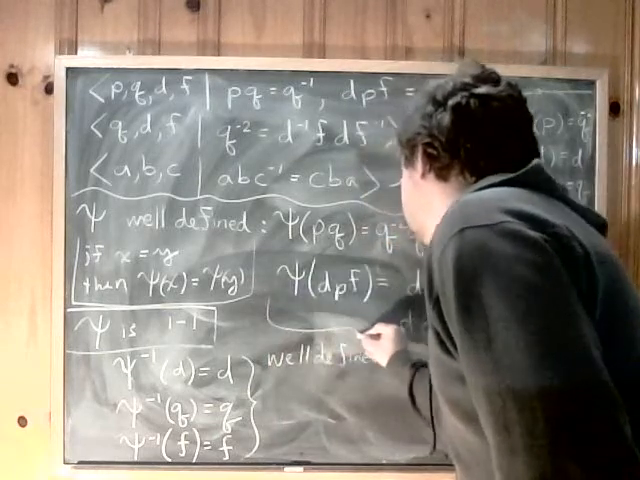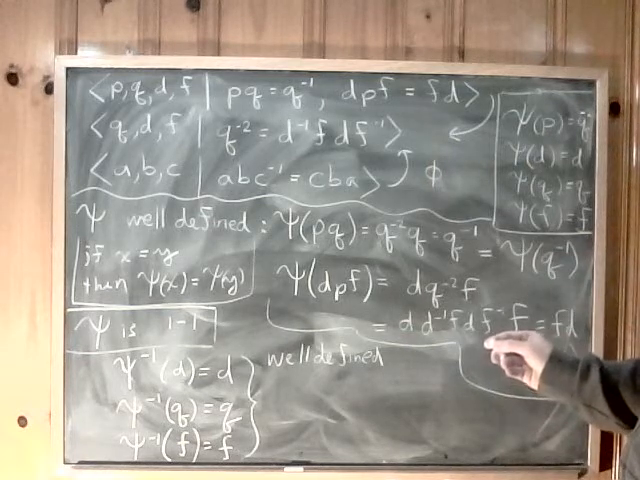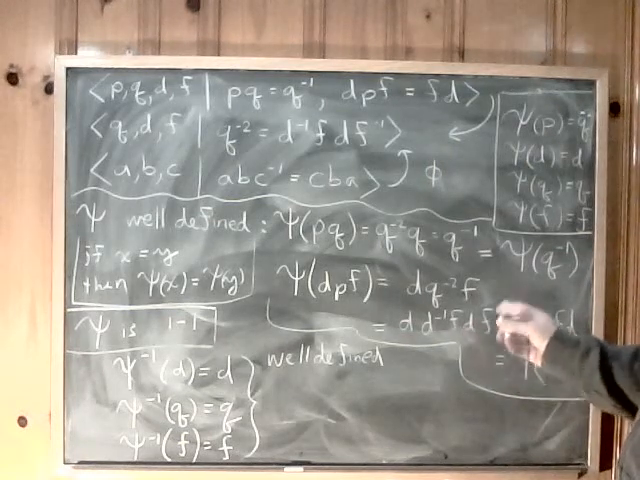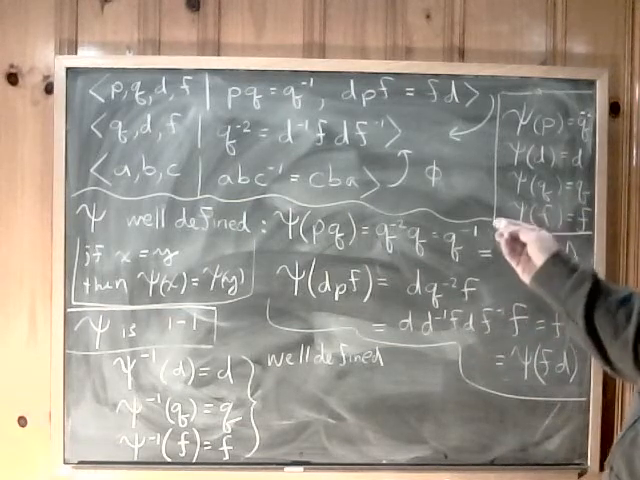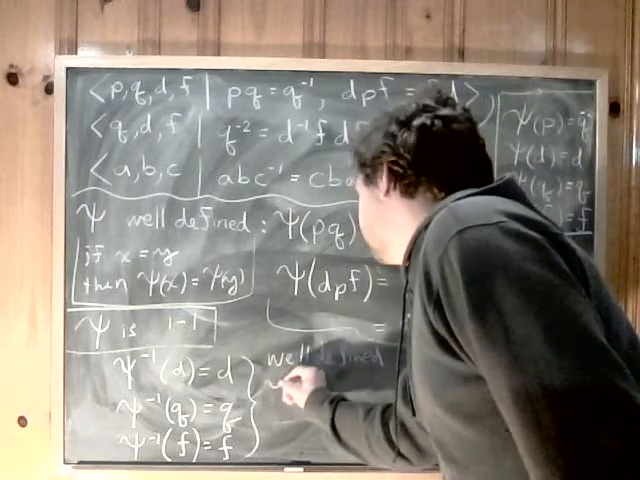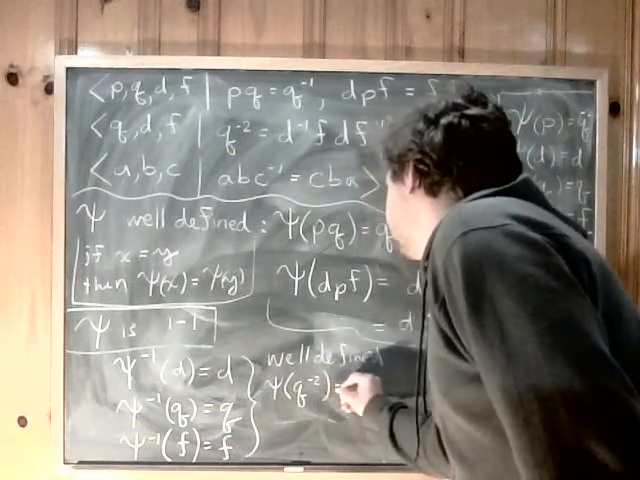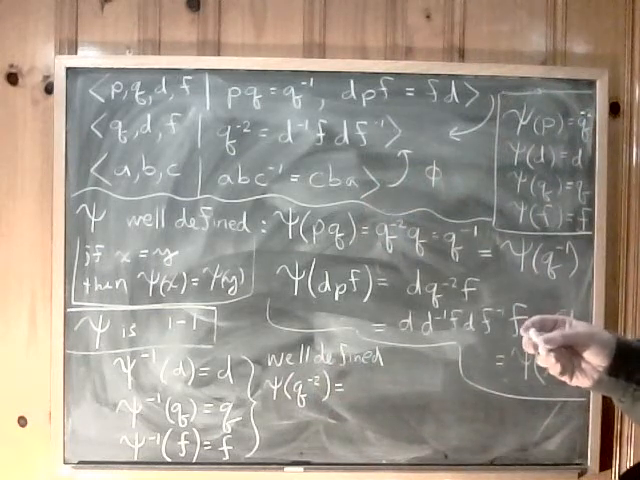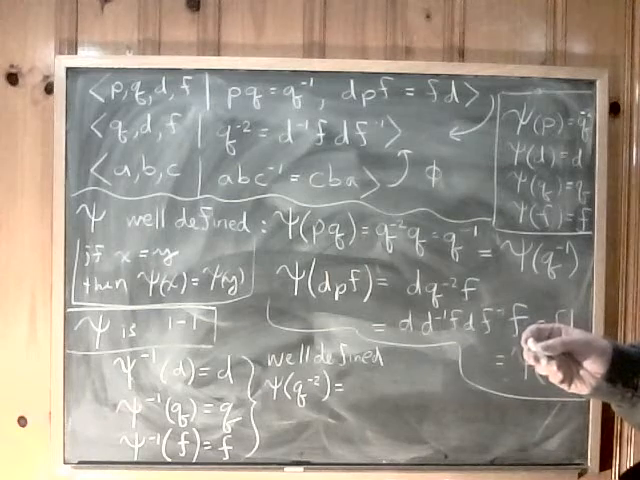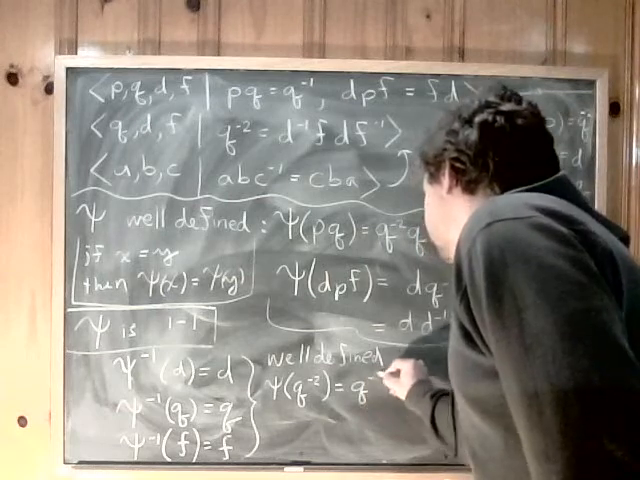Let's see. Block those off. And for that, we can actually look above. For instance, I guess actually no. We need to do what we did before, but it will look very similar. Well defined. We need to check it on q to the negative 2, and I want to make sure that that comes out to be d inverse f d f inverse. So when I put in q to the negative 2, I get out a q to the negative 2.